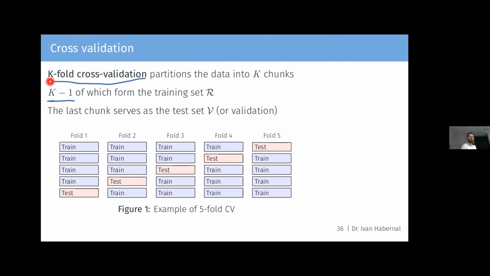Sometimes your data is small, so you do cross-validation, which means you do k-fold. So the k-fold cross-validation: you split the data into k chunks, and then for each chunk, you train on some part and test on the other part, right? So here's a five-fold cross-validation. In the first fold, this part is test data, in the next this part, and so on. So cross-validation is standard in machine learning.